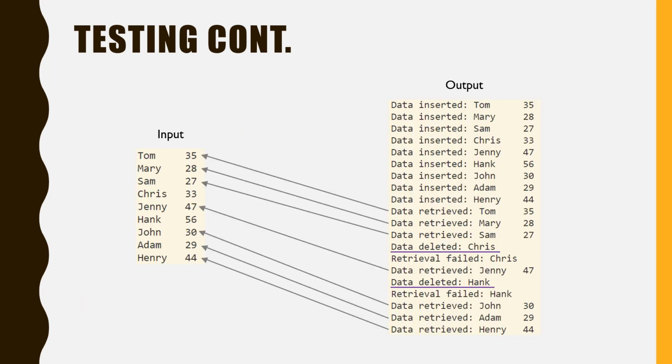The testing data simply contains a set of people's ages, which are shown in the left panel here. The names are used as key, and the ages are used as value. From the output shown in the right panel, we can see that all records were properly inserted. The records of Chris and Hank were deleted, and they caused the expected retrieval failures. The other records were successfully retrieved. And by comparison, we verify that the retrieved information is identical to the input information.